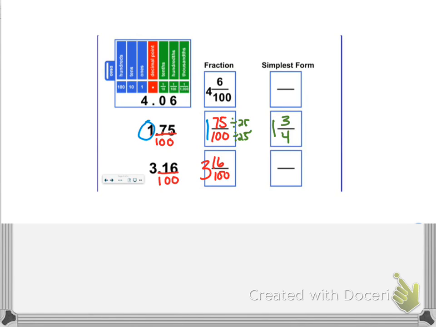Now, I have to think about what 16 and 100 can both be divided by. I know this fraction's not in simplest form. So I'm going to divide both of these by 4, because 16 and 100 can both be divided by 4. Whole number stays the same. 16 divided by 4 is 4, and 100 divided by 4 is 25.